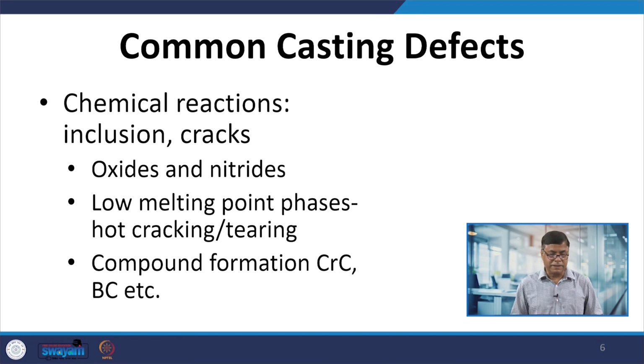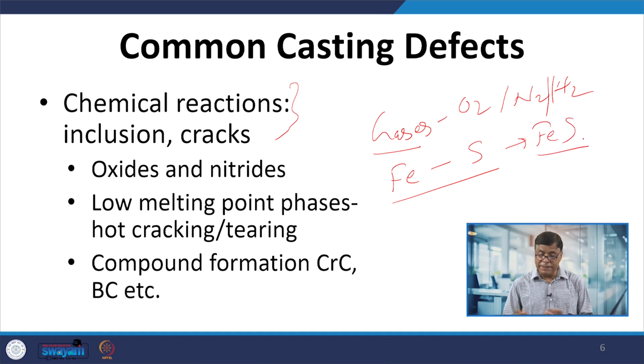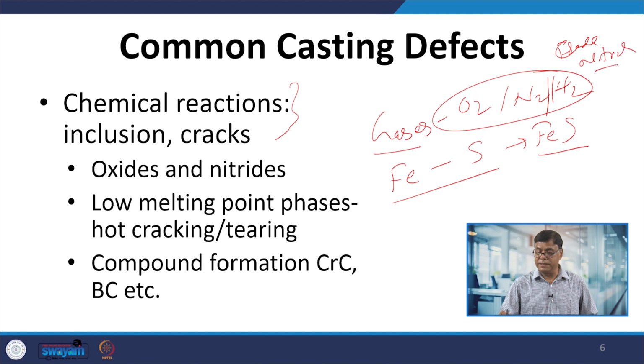Another type of casting defect is inclusions and cracks. These are primarily promoted due to the interaction of the molten metal with the gases. These gases are usually in the form of oxygen, nitrogen or hydrogen. Okay. And another is when chemical reactions take place between the elements present in the molten metal, like iron reacting with sulfur and forming low melting point iron sulfide. So, these gases may react, forming oxides and nitrides.